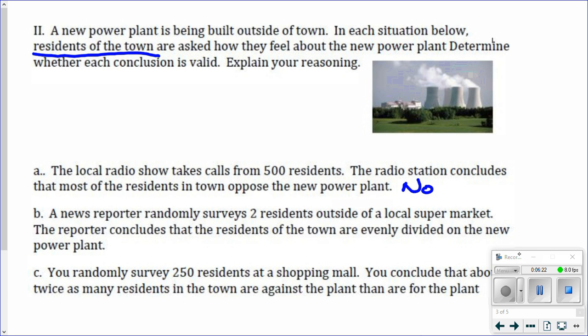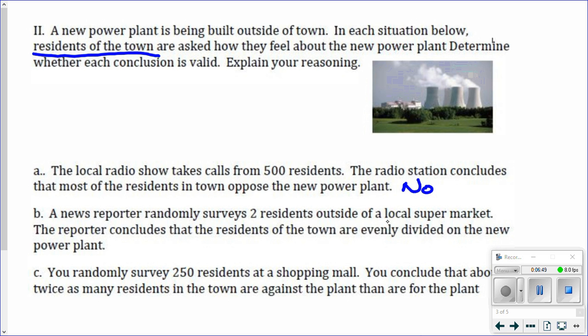A news reporter randomly surveys two residents outside of a local supermarket. The reporter concludes that the residents of the town are evenly divided on the new power plant. Well, a couple things here. They only asked two people. For a good random sample, you need to ask a decent number of people. What's a decent number? It depends on the size of the population. And we're not going to get into that much detail in this lesson. But two is clearly not enough people to ask.